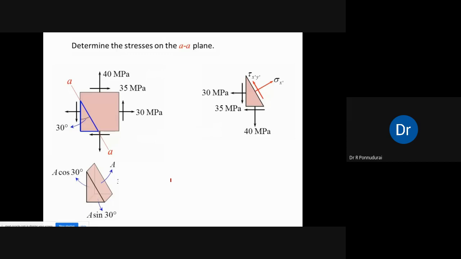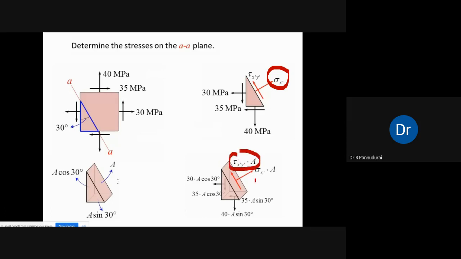So we've been given stresses. If I want to find the forces, you will have to multiply by area. Sigma x dash only we want to find actually. So stress multiplied by area will give the force, how much force is expected to act on this plane. In the same way, shear stress multiplied by area of this plane will give the shear force. Shear stress multiplied by area, this we call a shear force.